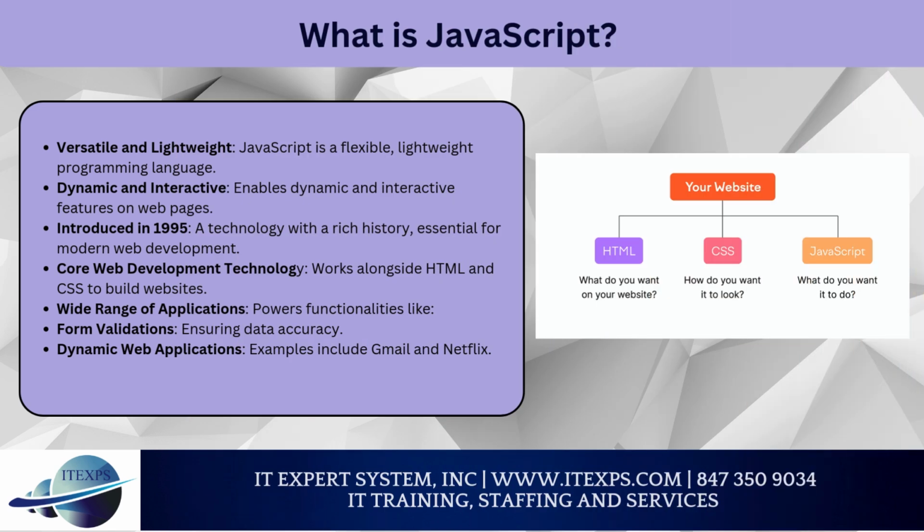What is JavaScript? JavaScript is a versatile, lightweight programming language used to create dynamic and interactive web pages. Introduced in 1995, it is now an essential technology for web development, along with HTML and CSS. JavaScript powers everything from form validations to entire web apps like Gmail and Netflix.